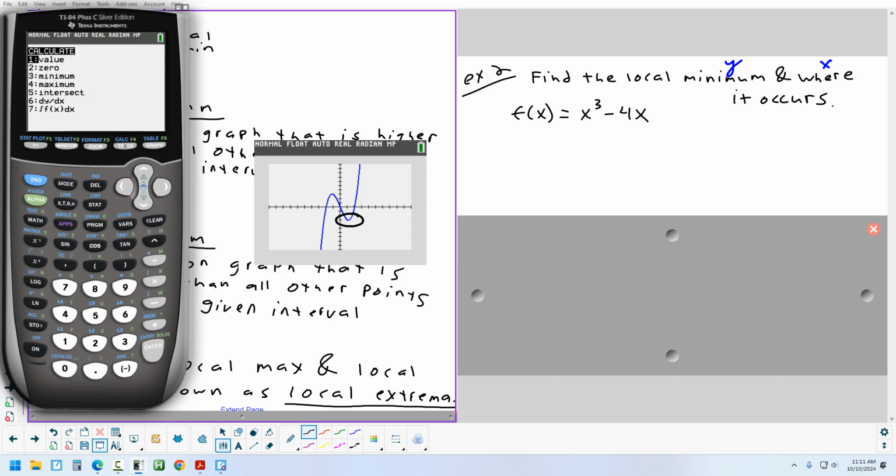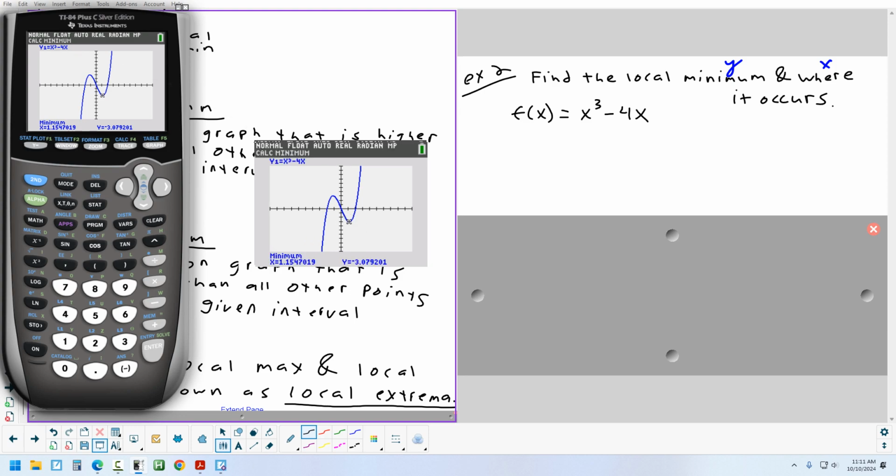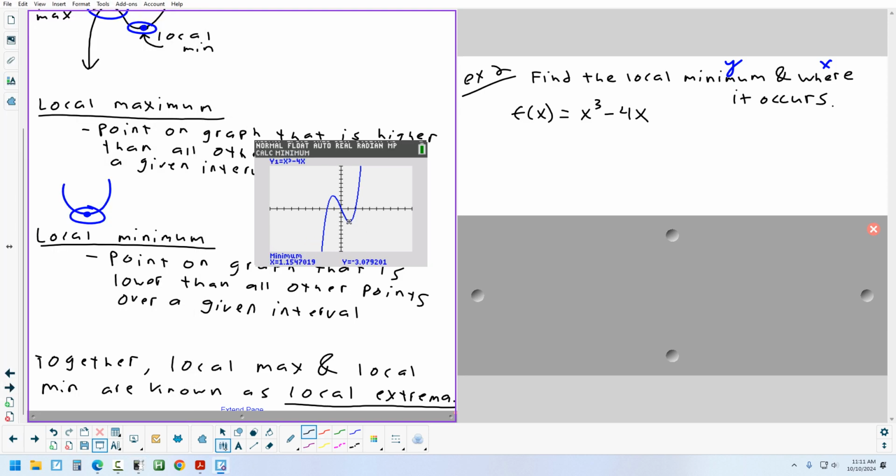So we're going to do second calc minimum. We're going to pick a point to the left, pick a point to the right, do our guess, and now we have to interpret the answer. So first of all, what is the local minimum? That's the y value. So how low do the y values go in that area? Negative 3.1. We'll go to 2 decimals, so negative 3.08.